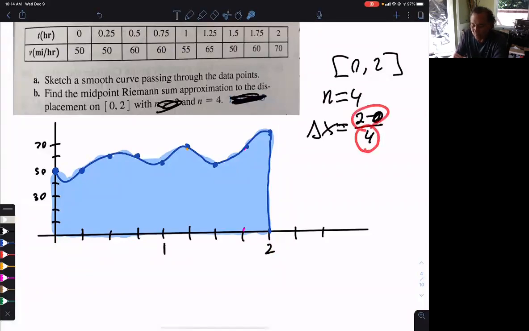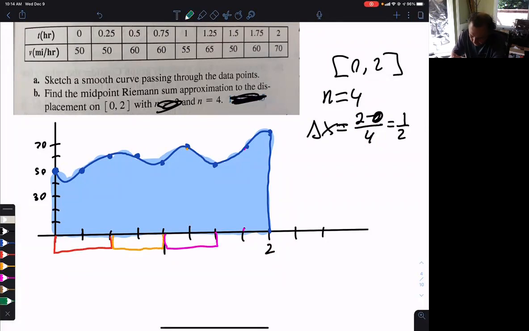So it's b minus a over the number of rectangles n. So that equals 1/2. So each of our rectangles will be a half wide. So I'm going to draw these out. My first one is going to go from here to here. That's half. My second one is going to go from here to here. That's another half. My third one's going to go from here to here. That's length is a half. And the last one's going to go from here to here. There are my 4 rectangle bases. Those are all 1/2 wide.